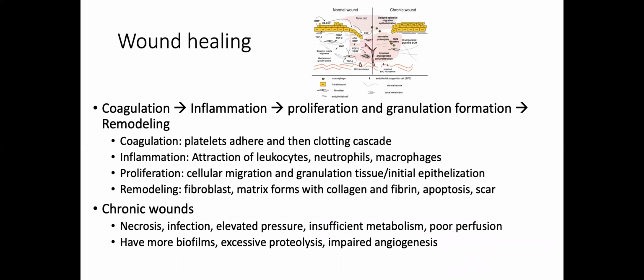Okay, wound healing, I didn't think was as important, but basically in normal wound healing, we have coagulation, which is where the platelets adhere and it goes to the clotting cascade. Then we go to inflammation, where we have that attraction of leukocytes, neutrophils, and macrophages. And then we go to proliferation and granulation formation with cellular migration and initial epithelialization. And then we go to remodeling, where there are fibroblasts and the matrix forms with collagen and fibrin. We have apoptosis of the things that we don't need, and scar formation.